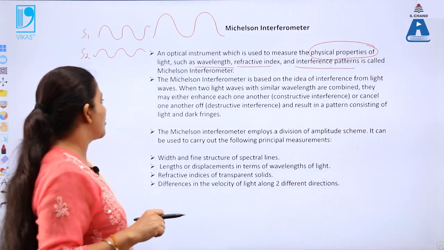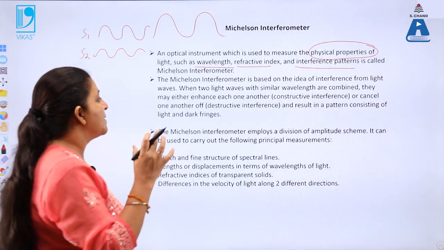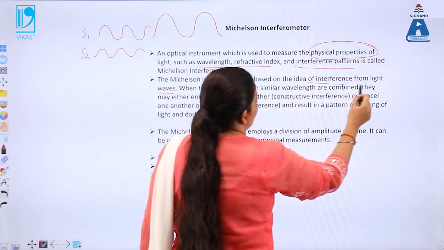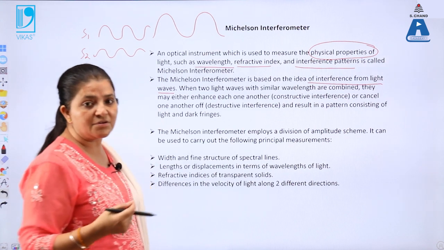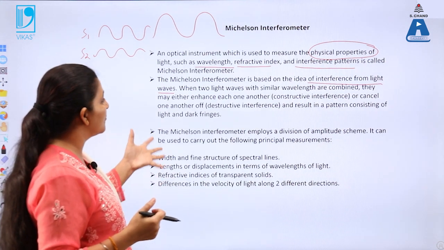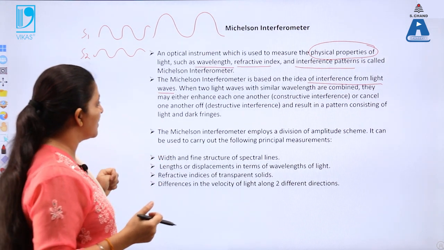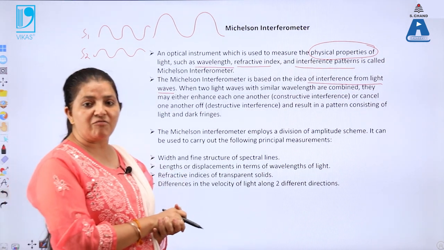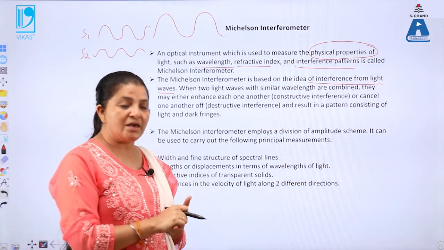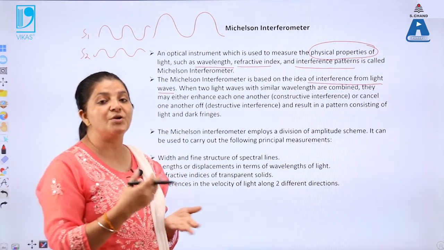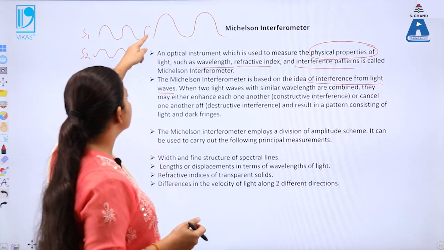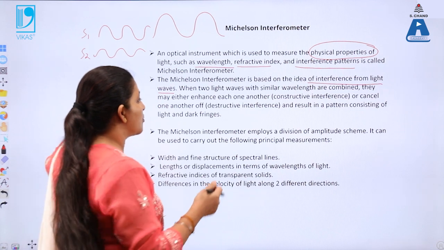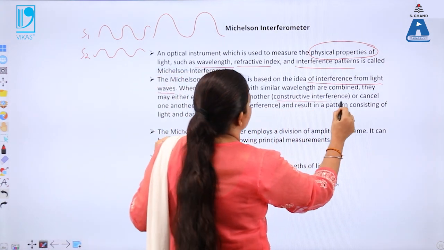So the Michelson interferometer is based upon the idea of interference of light or of waves. In this case, we understand the interference of light. That means when two light waves with a similar wavelength or similar frequency combine with each other, that is, they superimpose on each other, then in the resultant the amplitude of the wave is enhanced. That corresponds to the constructive interference pattern.